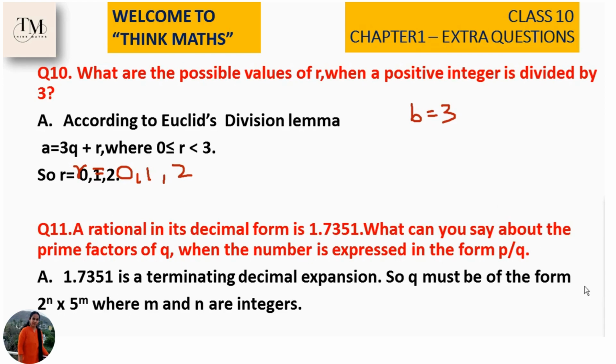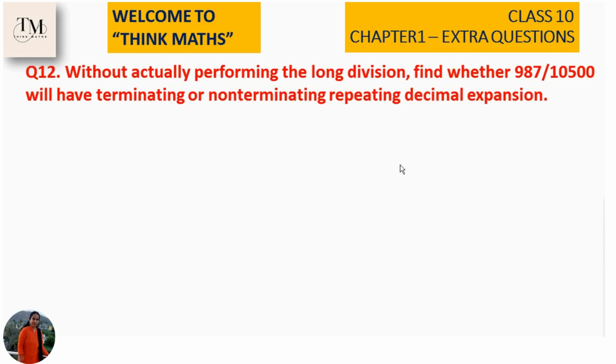Okay. So next problem. Without actually performing the long division, find whether 987 divided by 10500 will have a terminating or non-terminating repeating decimal expansion. First let us factorize the numerator 987.